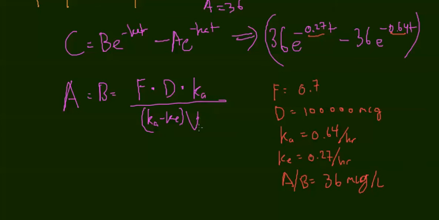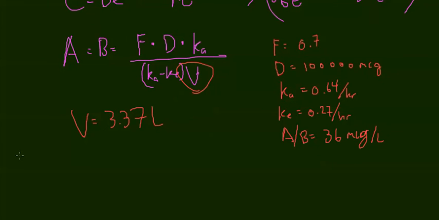So now all we need is the volume. So we just isolate volume, and volume ends up being about, let's see, 3.37 liters roughly. So the volume of distribution is 3.37 liters. So this is one thing you can find. You could also find clearance, and clearance we know is K times V.